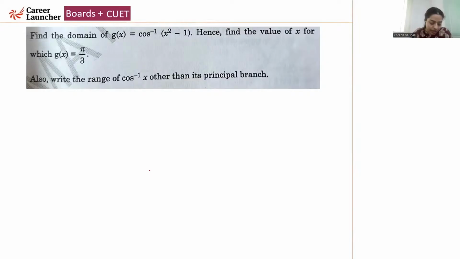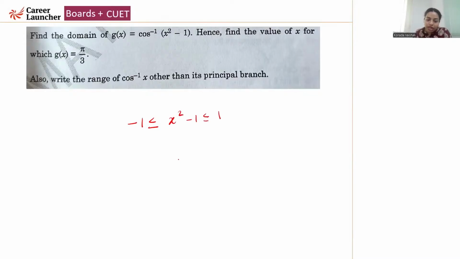Now coming to question number 34, इसमें हमें given है that find the domain of cos inverse x square minus 1, and we need to find the value of x for which g of x is equal to π/3. So इसमें क्या है कि first of all we will remember कि cos inverse x की जो value है, its domain, in this case it is going to be in between -1 and 1, right?